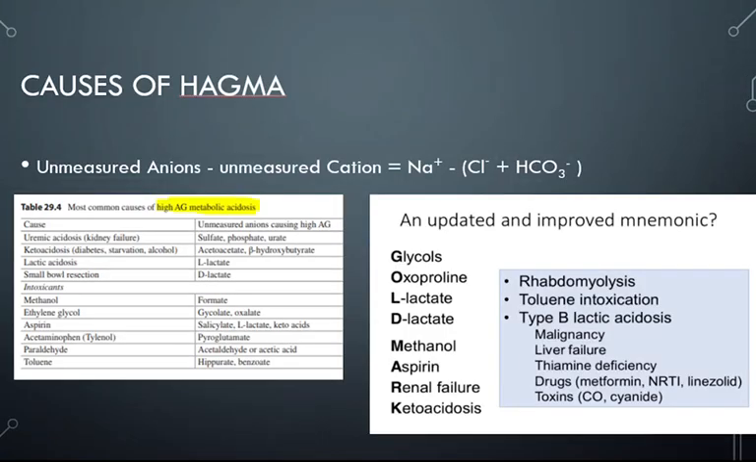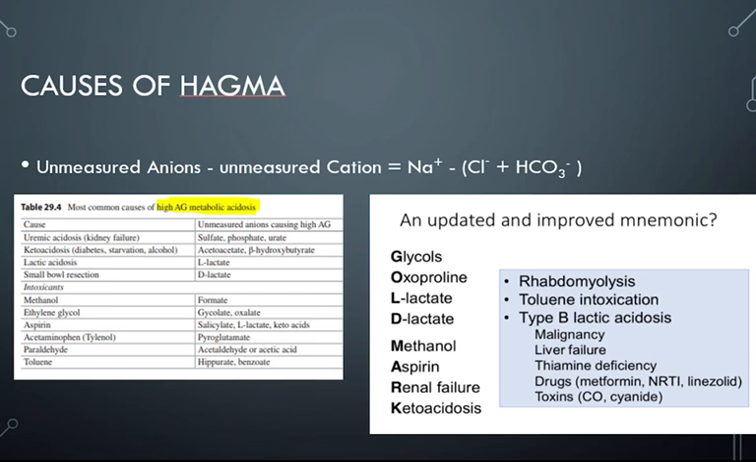Based on the anion gap, you can classify an acidosis into high anion gap metabolic acidosis, or HAGMA. Then you can have a normal anion gap acidosis, or NAGMA, and you can have a low anion gap acidosis. Our topic of discussion today will stick only to high anion gap metabolic acidosis. For HAGMA, there are a lot of mnemonics available. One of the commonly used mnemonics is GOLD MARK. GOLD MARK refers to glycols, oxoproline, L-lactate, D-lactate, methanol, aspirin, renal failure, and ketoacidosis.